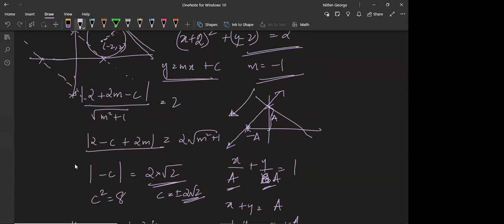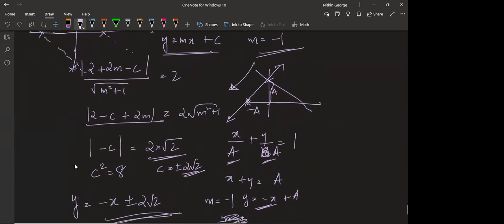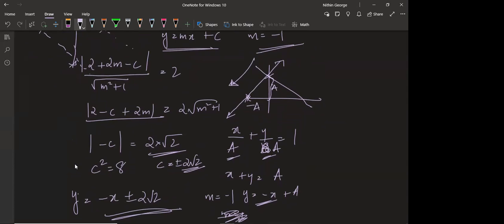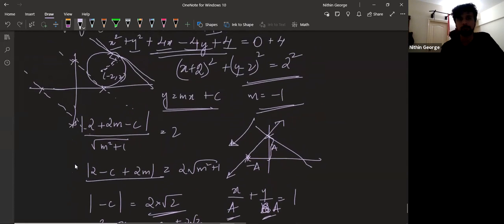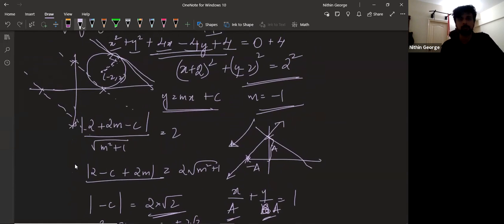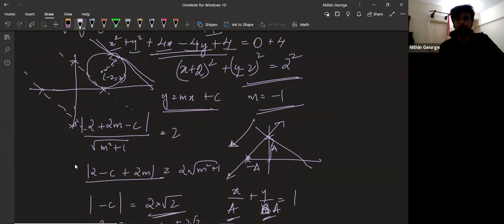So we have to compare it with that, no, sir? With y equals mx plus c. Yes. Then m will be minus 1. m will be minus 1. Correct?